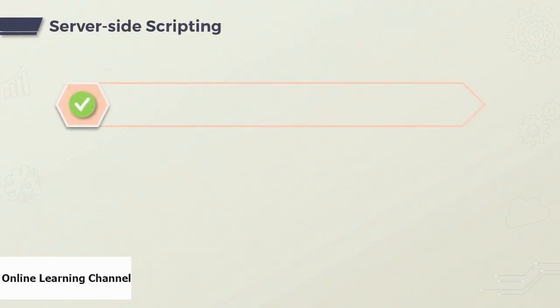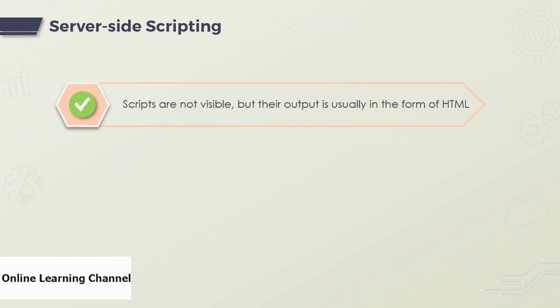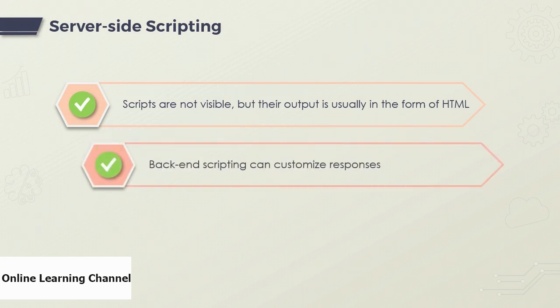Let's talk now more about the server-side software. So scripts are not visible on the server side, but their output is usually in the form of HTML. So we may not see the actual code that is running in the backend, but the backend will formulate some kind of response, and that response will usually be in an HTML format. Backend scripting can customize the responses, and this is done because it has so much power. It has the database, it has the logic that is built into the software. So on the back end, the server-side scripting can customize the responses that we send back to the client.